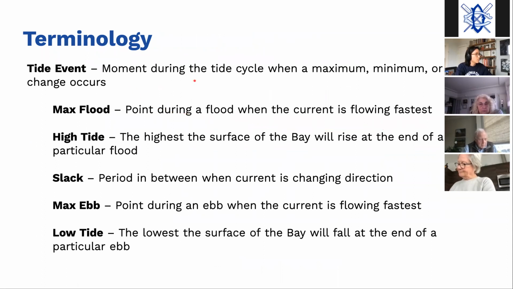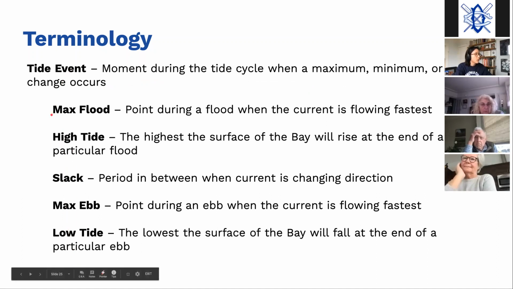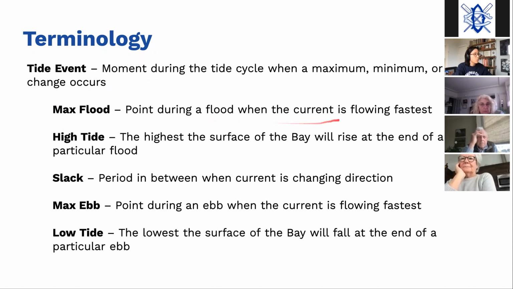I'm going to go over some terminology that's going to be important. The tide tables plot what are called tide events. Basically, it's a moment during the tide cycle when a maximum, a minimum, or a change is occurring. So we'll go in order of the tide cycle. Max flood is a point during a flood when the current is flowing the fastest.